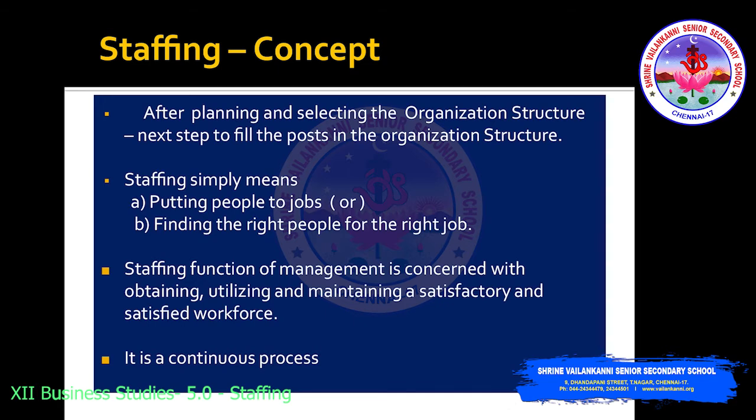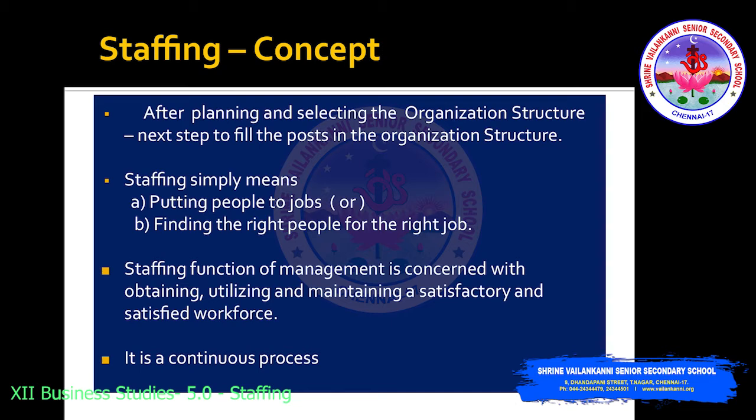The concept of staffing, as you all see, the first point: after planning and selecting the organization structure, organizing is basically who has to perform a particular job, where it has to be done and when it has to be done. So the next step to fill the posts in the organization structure is staffing. Staffing simply means putting people to jobs, finding the right people for the right job. Staffing function of management is concerned with obtaining, utilizing and maintaining a satisfactory and satisfied workforce. It is a continuous process.